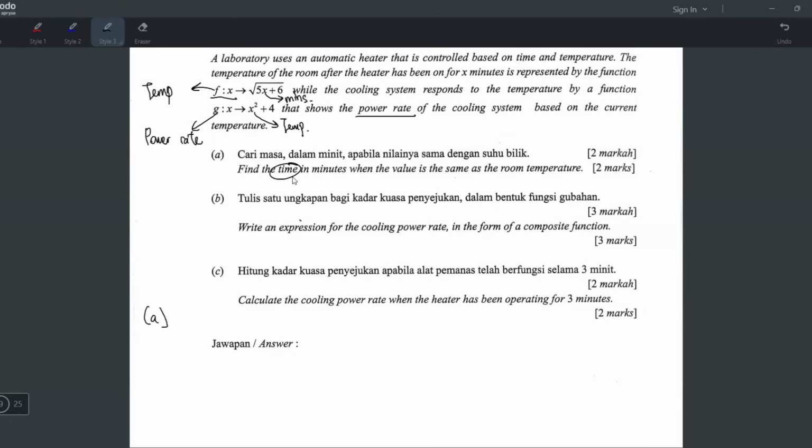Find the time. It means find x. And we have to use the f(x) obviously, because the g(x) has no time. Only f(x) you can find the time in minutes when the value is same as the room temperature.